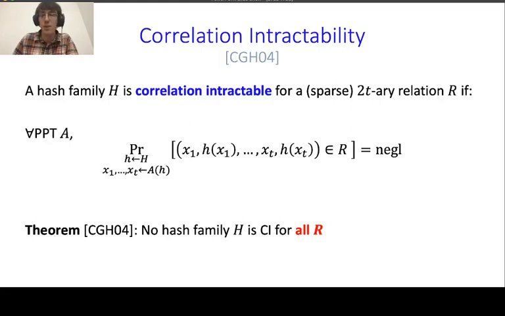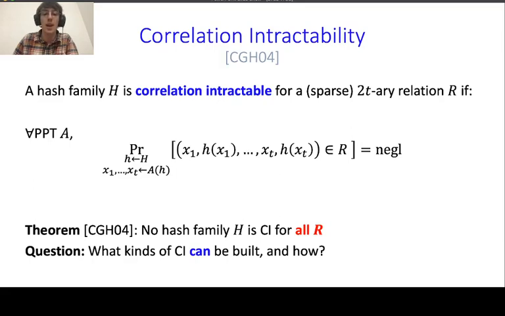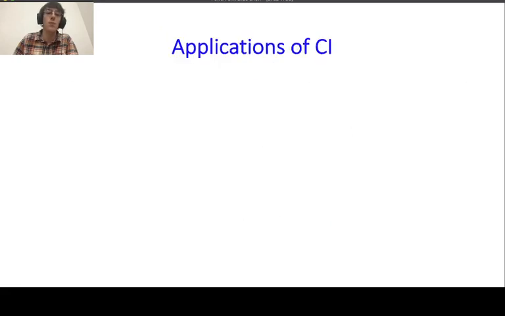And so the question for this work and many other works is, which kinds of correlation-intractability can we build, and how is it done? Before getting into that, though, let me talk a little bit about why we care, what correlation intractability is useful for. Already in the single input setting, so t equals 1, they're incredibly useful because they give standard model instantiations of the Fiat-Shamir heuristic.